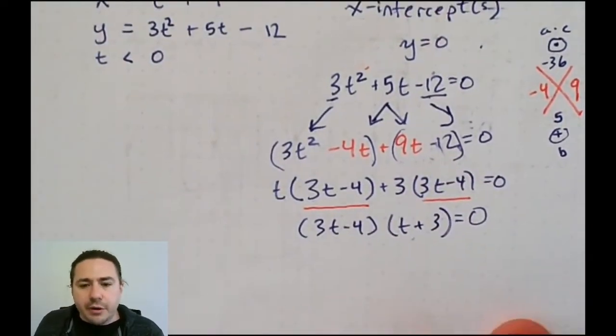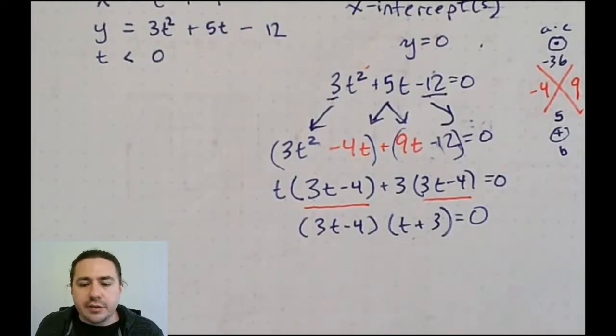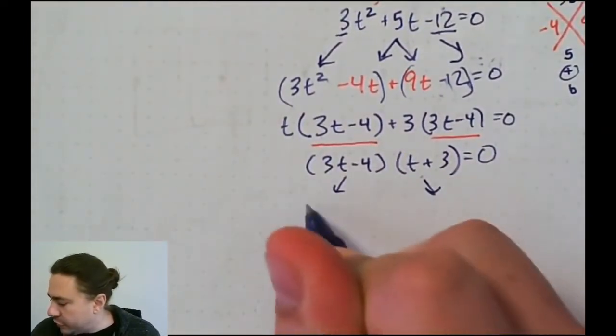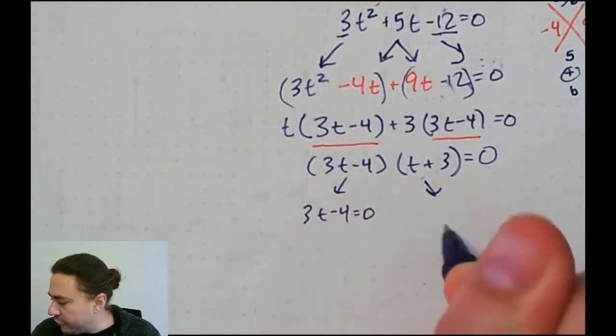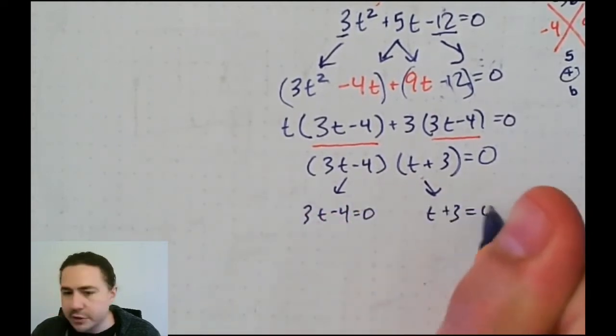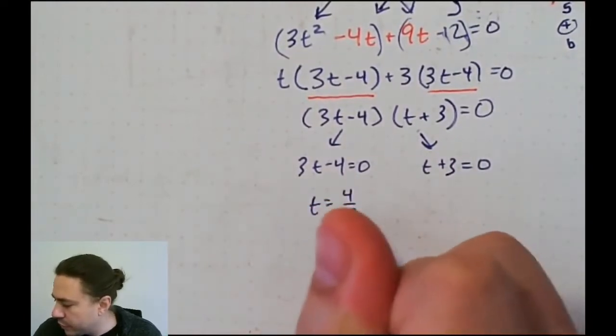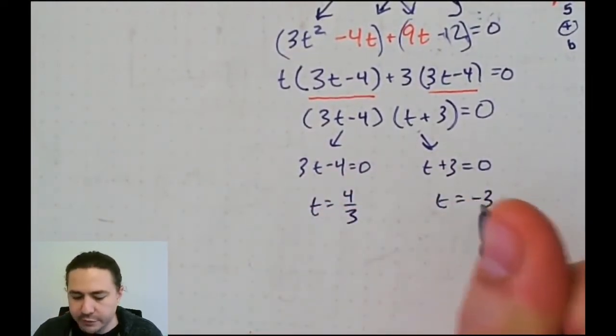So from here, we're going to use the zero product property to solve this equation. We're going to set each factor equal to 0, and we're going to solve, because if two things multiply to equal 0, then one of those two things has got to be 0. And we get t equals 4/3, or t equals -3.